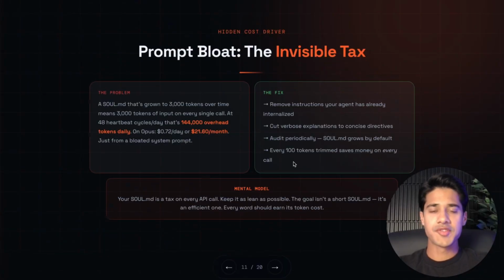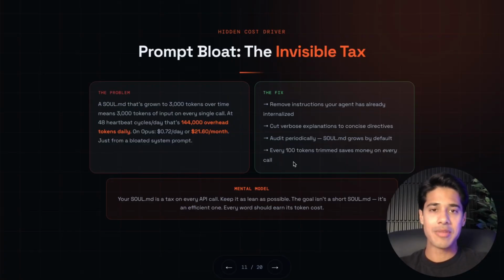Here's a cost driver that's completely invisible until you look for it. I'm talking about prompt bloat. Every time your agent makes an API call, it sends your full system prompt, the relevant memory context, and conversation history. If your soul markdown file has 3,000 tokens over time, as you've added personality notes, instructions, and preferences, that's 3,000 tokens of input on every single call.